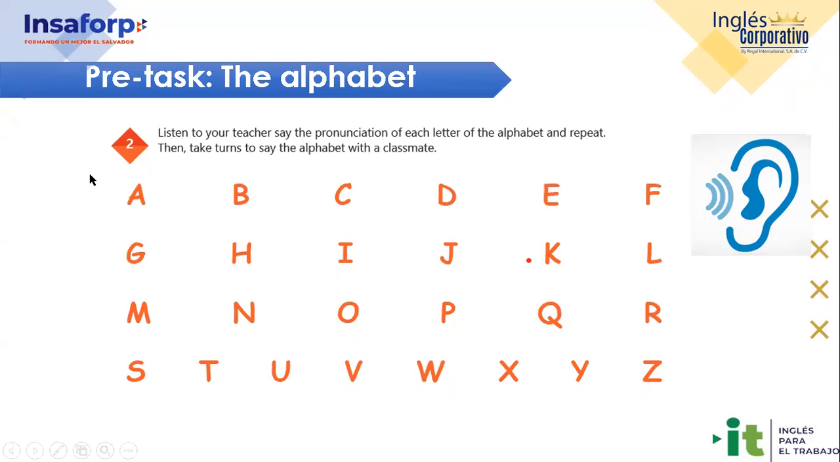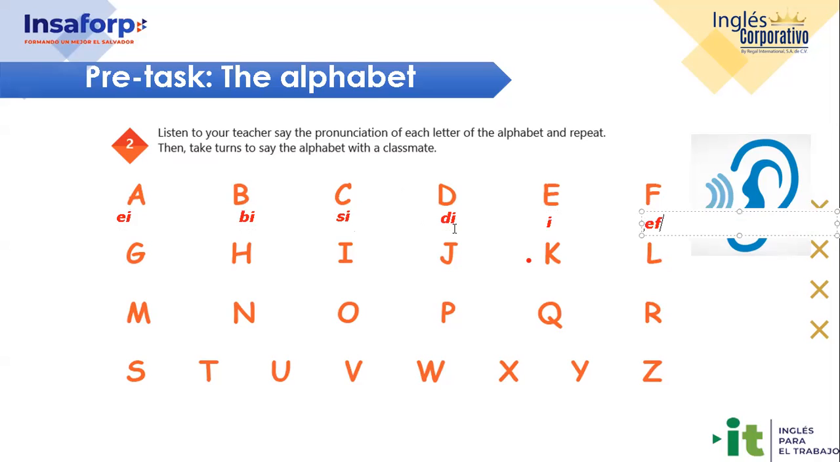So listen, we're going to start with the first one. A, listen, A. Okay, so we have the first one, A. The next one, B. Okay. B. And then what's the next one? How do you pronounce this one? C. B. Okay.